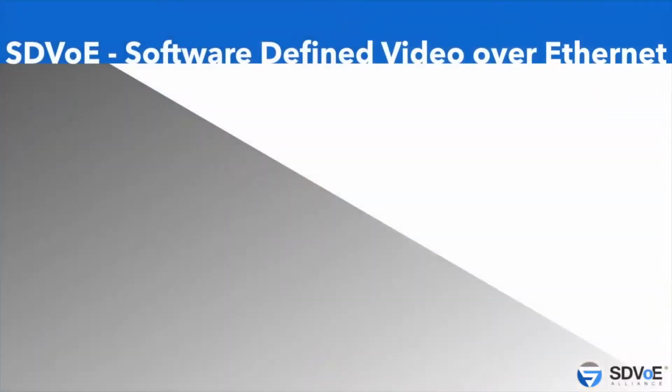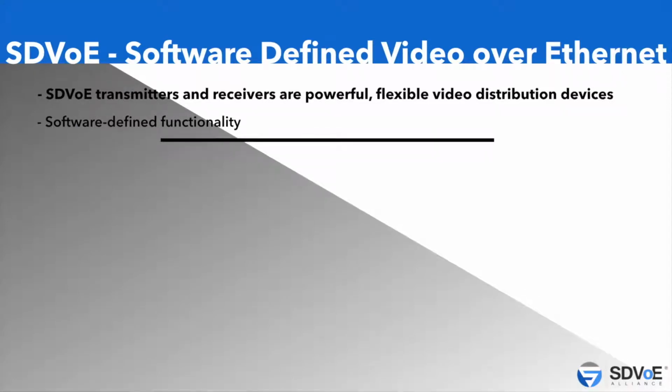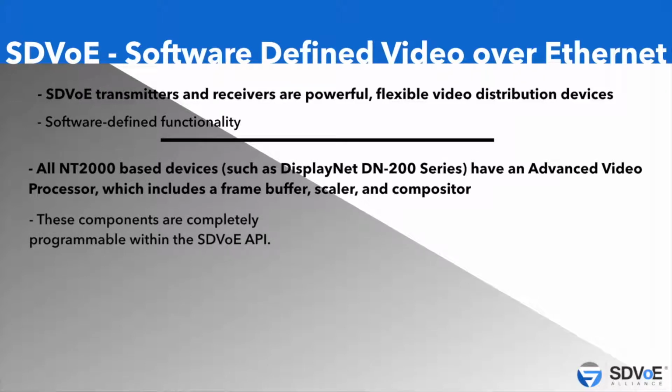First, we have to go back to, what does SDVoE stand for? And that's software-defined video over Ethernet. SDVoE transmitters and receivers are powerful, flexible video distribution devices. They are dedicated video distribution hardware whose functionality is completely software-defined. As a part of this, all the NT2000-based devices, such as DisplayNet DN200 series, have an advanced video processor, which includes a frame buffer, a scaler, and a compositor.